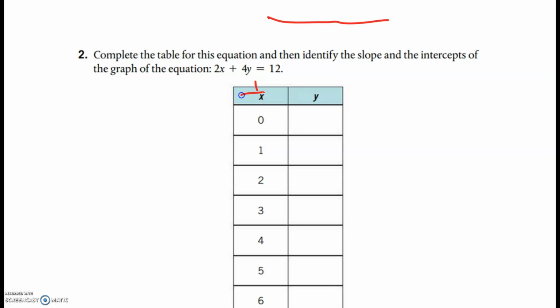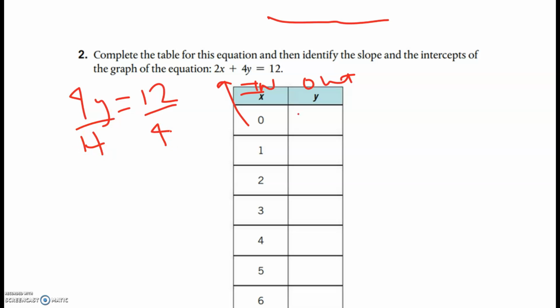Okay, so this is my input, and this is my output to my function. So if my input is 0, I'm going to get just 4y equals 12. To get rid of multiplying, I'm going to divide. So I get 3. And then I could sub in 1. So then I get 2 plus 4y equals 12.